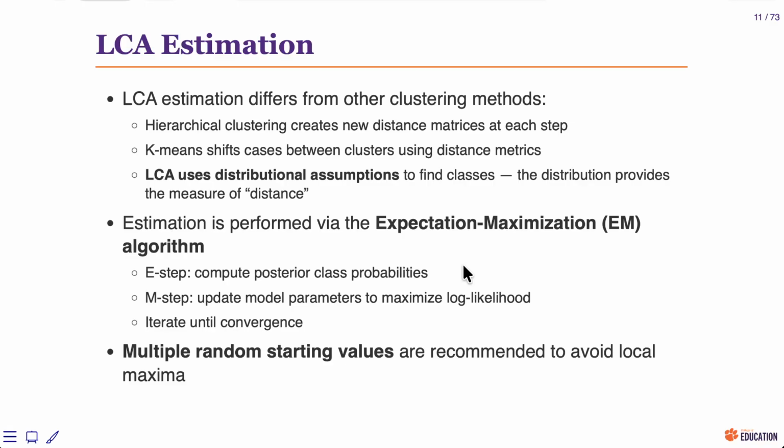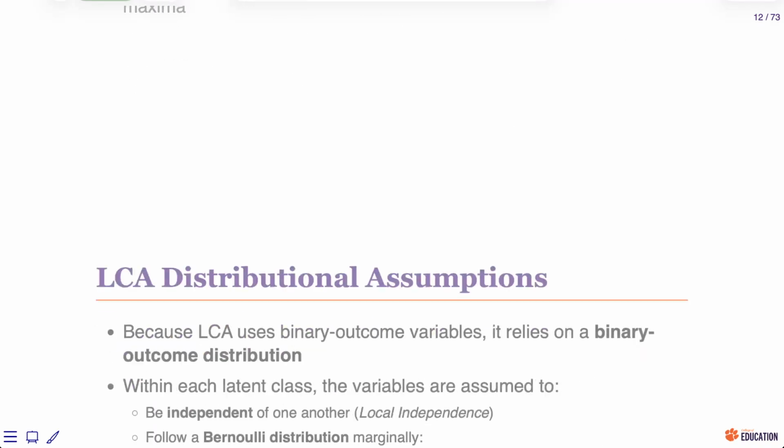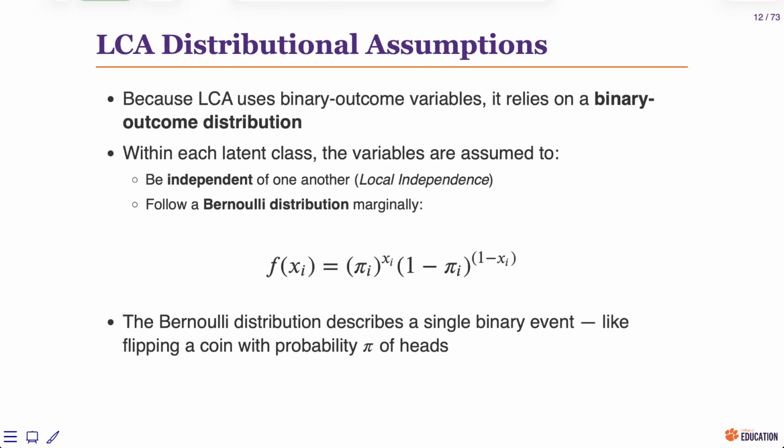Okay, let's get into how these models are estimated, how they function. As mentioned before, the latent class analysis uses binary outcome variables. So we need a binary outcome distribution. We've seen this before. In fact, we had a lecture on logistic regression previously. And we're going to use the same distribution that we assume in a logistic regression, that is a Bernoulli distribution.